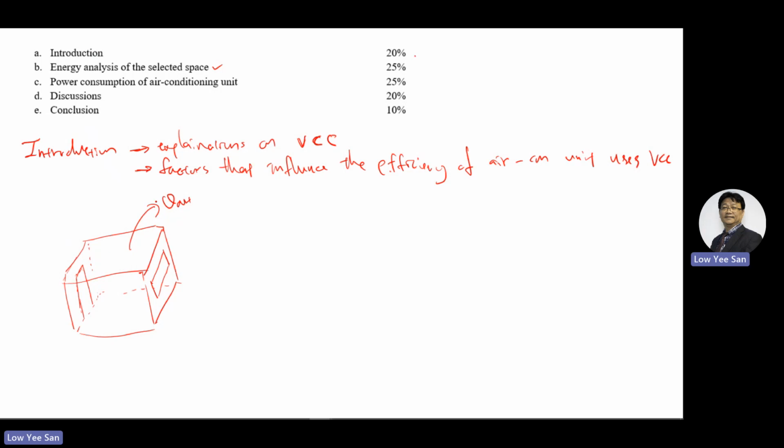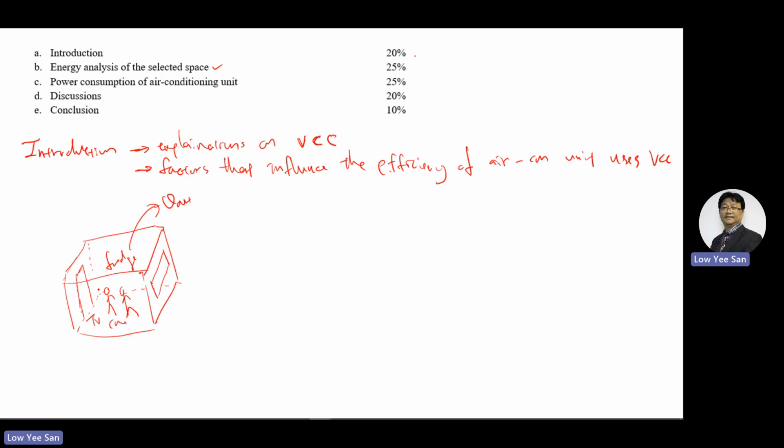Now, by saying that we need to remove the heat, it means there must be some heat source inside, right? There will be heat sources. The heat source will be coming from the two employees, and then if you have TV, computer, fridge, lighting, everything, all these will produce heat. Those are the heat that you need to remove also lah.